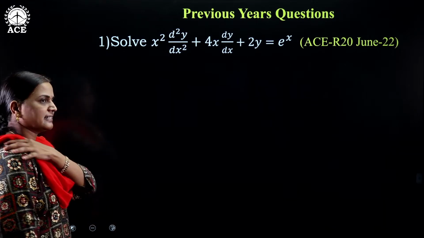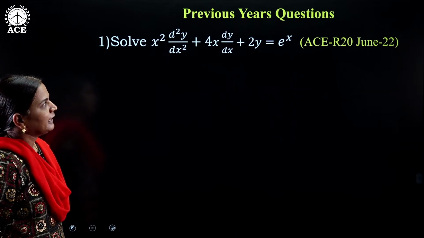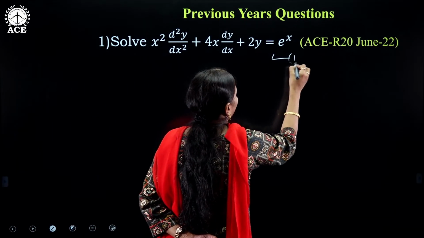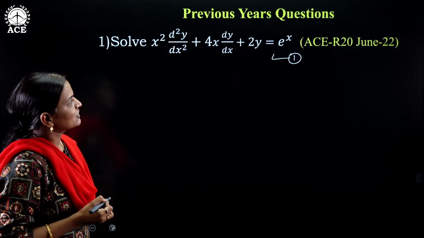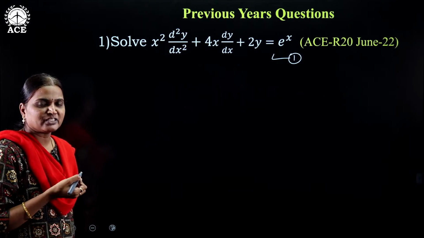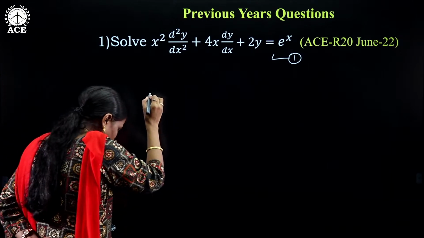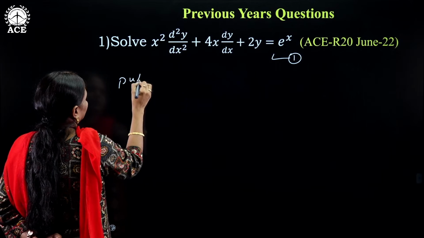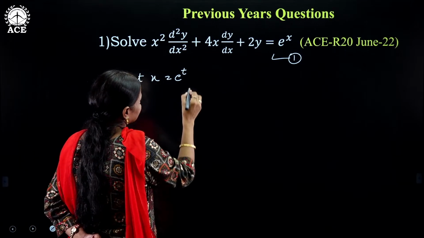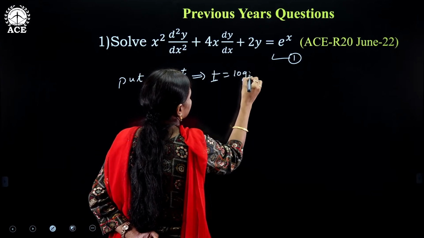Solve x square into d square y by dx square plus 4x into dy by dx plus 2y is equal to e power x. So how to find the general solution? This is a Cauchy's homogeneous linear equation. First reduce this Cauchy's homogeneous linear equation, or linear differential equation with variable coefficients, into a linear differential equation with constant coefficients. Okay, so now here put x is equal to e power t. Change the independent variable. If we put x is equal to e power t, from this we can write t is equal to log x.